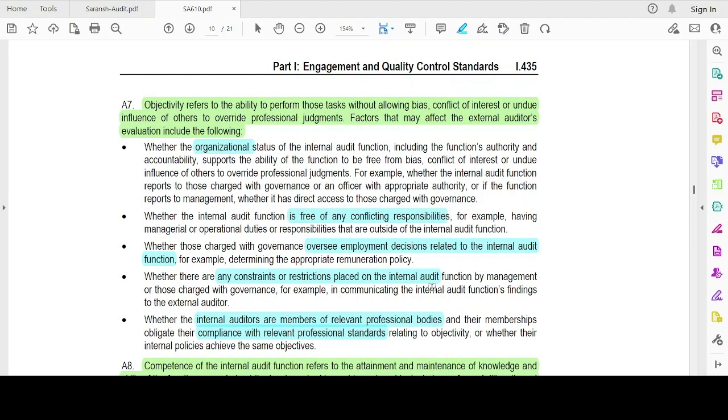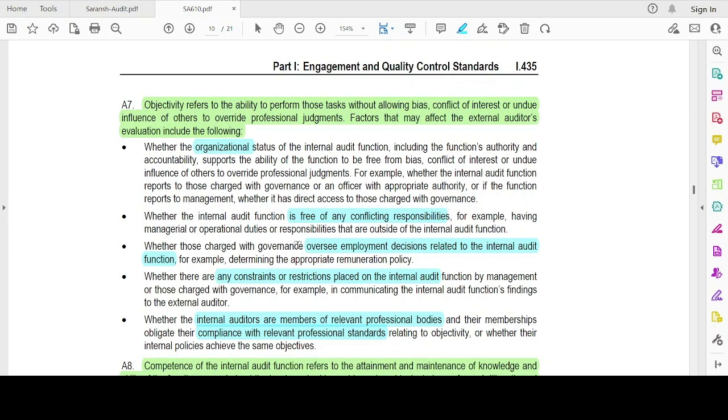For example, let's see. Organizational status: there could be an internal audit function that reports to TCWG. Okay, TCWG has a direct influence. Then, if there is a need to check conflicting responsibility, for example, managerial and operational duties should not also be carried out by the internal function, because they're independent. They should not carry out these activities.